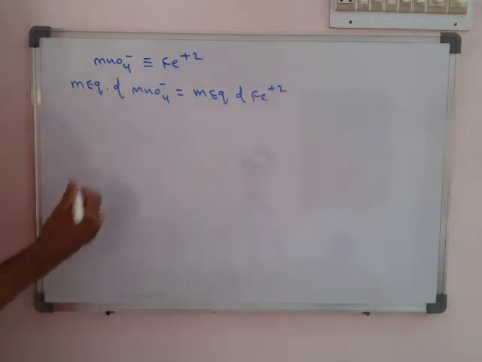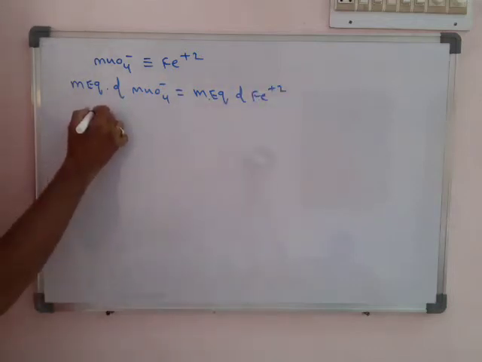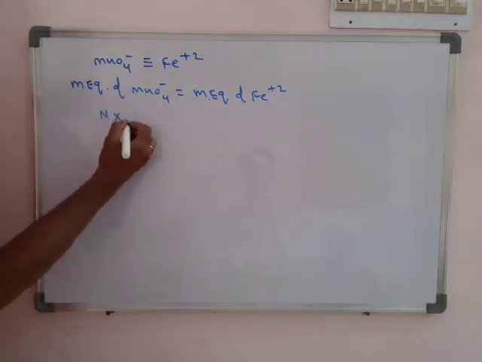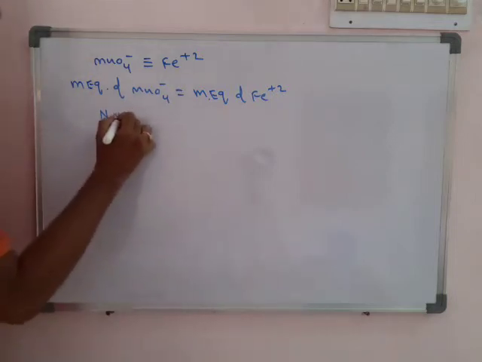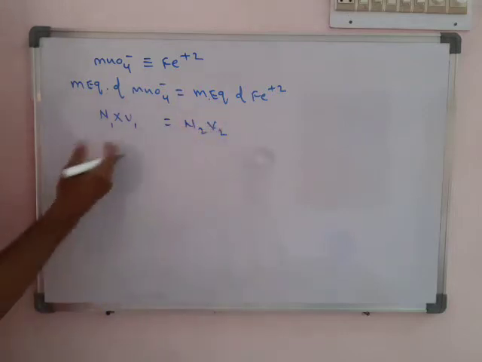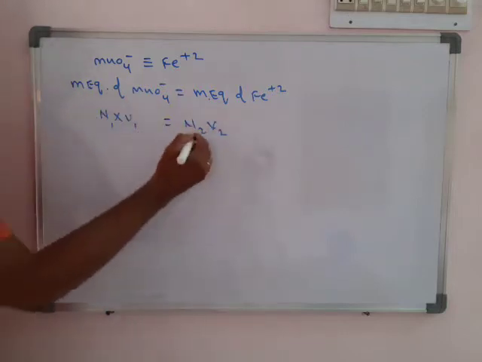Milli equivalence means, we know the formula, normality times volume. Actually we don't know its normality. Normality times its volume is given. Sorry, its normality, let's think of it as N1. Okay, N1 V1 equals N2 V2. We need normality times volume, normality times volume.